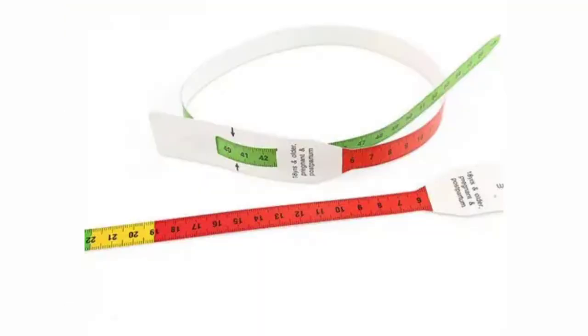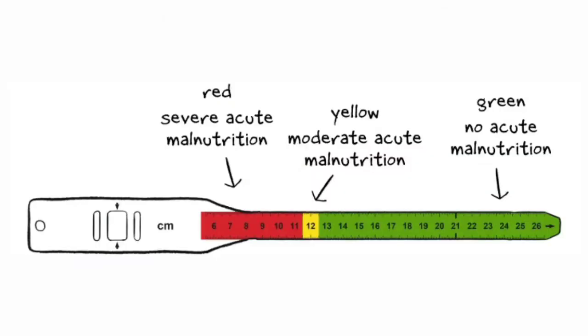The tape has color coding from green to yellow to red. It is used basically in the age group from 6 months to 60 months, and the color coding is as shown in this picture. It is used for screening wasting in the community setting. The red line is showing SAM, that is severe acute malnutrition. The yellow line is showing MAM, that is moderate acute malnutrition, and the green is normal.